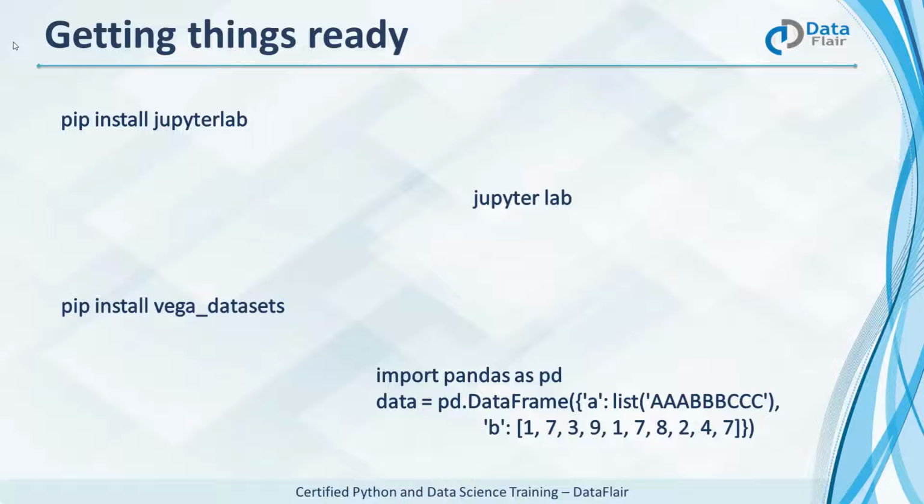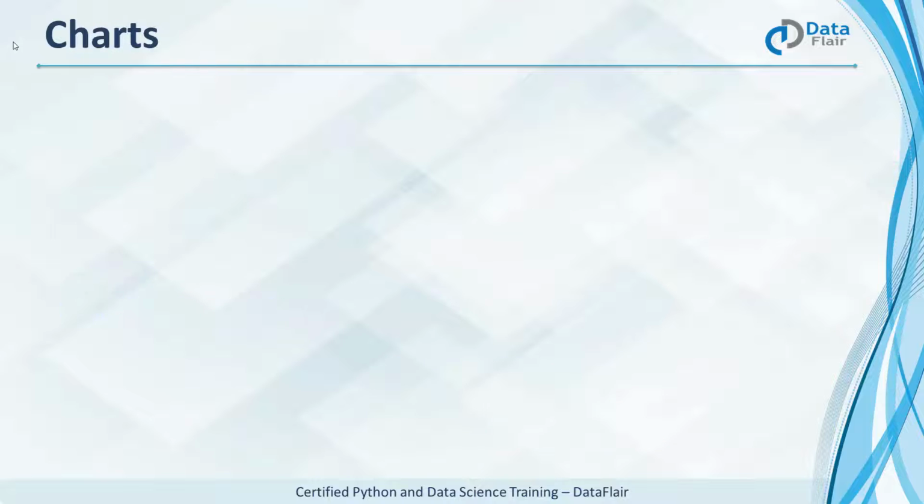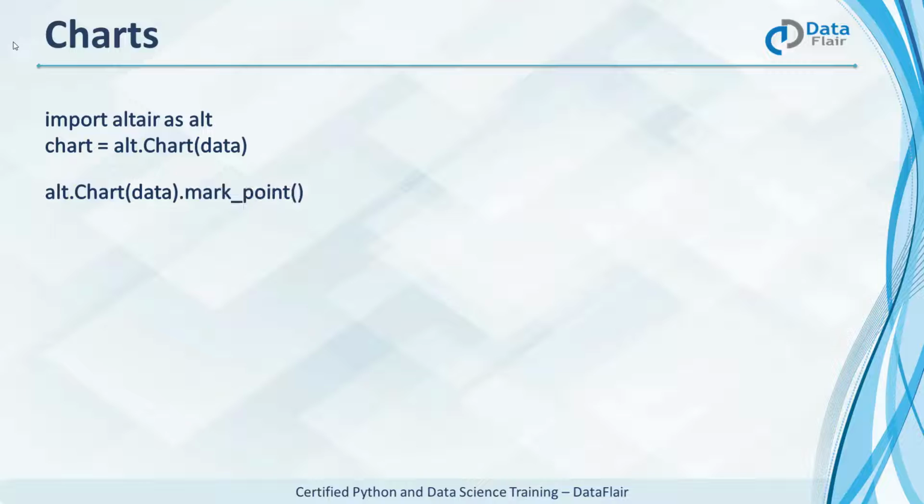Now we need some data to operate on. Let's create a data frame with pandas. With Altair, we have chart objects. These are the fundamental objects in Altair and take a data frame as argument. Let's define a chart object. This is the mark_point method. This helps show the data as a point.